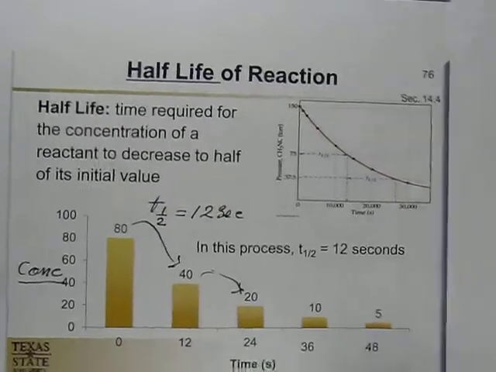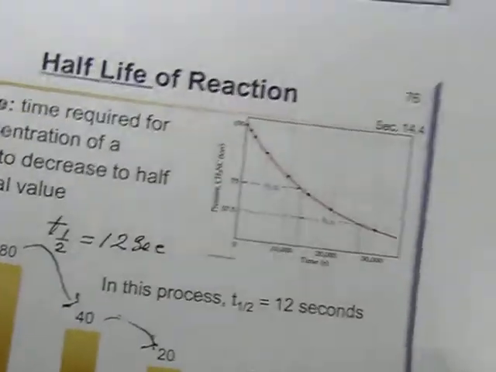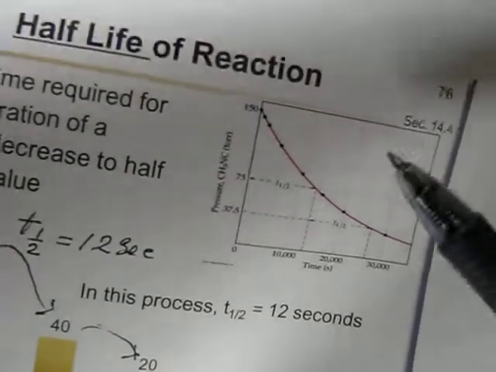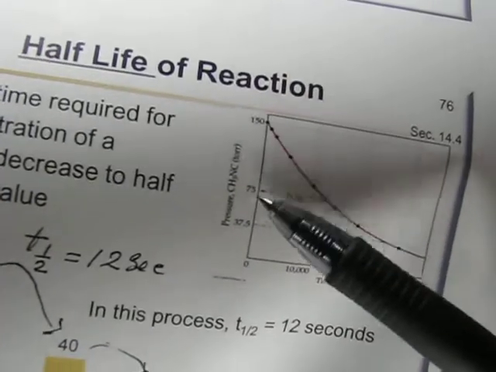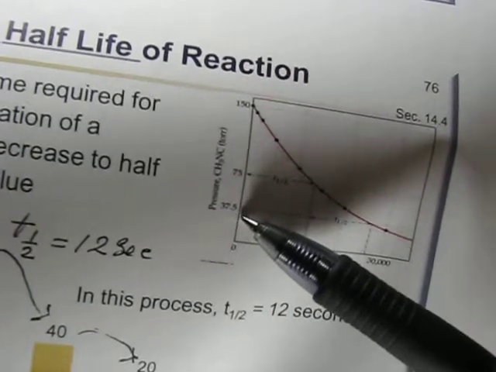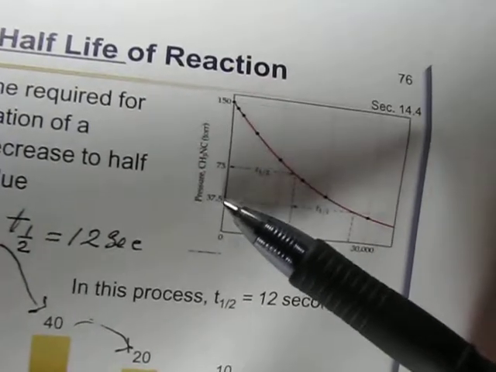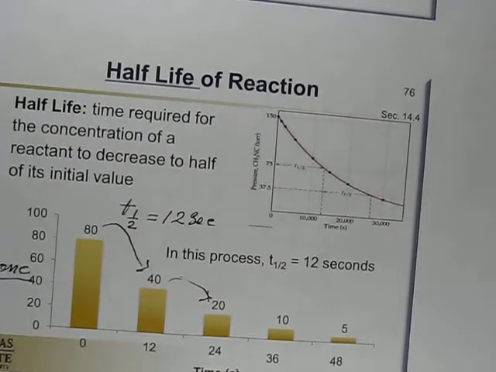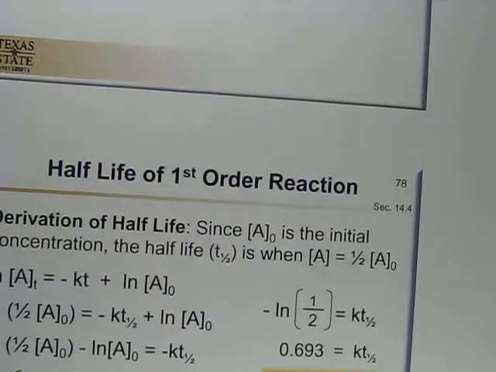This was also explained through this graph. You can also figure it out: what is the molarity at this point? Suppose at this point the molarity is 75, or it was like 150 to 75 and then 37.5. So how much time it takes to go from 75 to 37.5, that time is called the half-life. So let's see how we calculate the half-life from the graph.